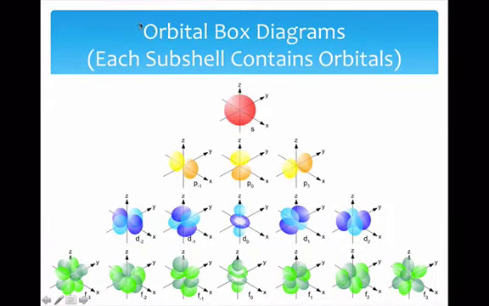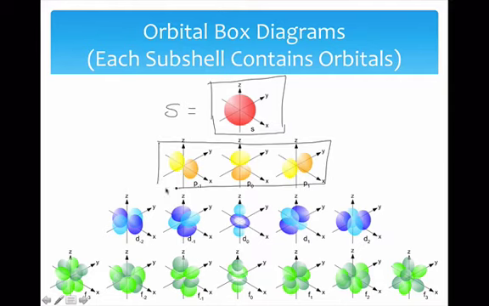Okay, there's also something called orbital box diagrams. It goes right along with electron configurations. And if you remember back to this, we know that each of these subshells contains orbitals, and these are the orbitals. The individual pictures you see are the orbitals. So what we do is with the S, since there's only one orbital, the S equals one box. The P's, there are 3 different ones, so the P equals 3 boxes. So S equals 1 box when I draw it.